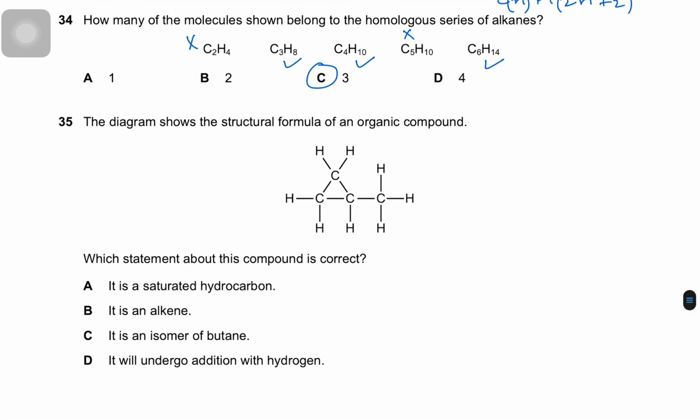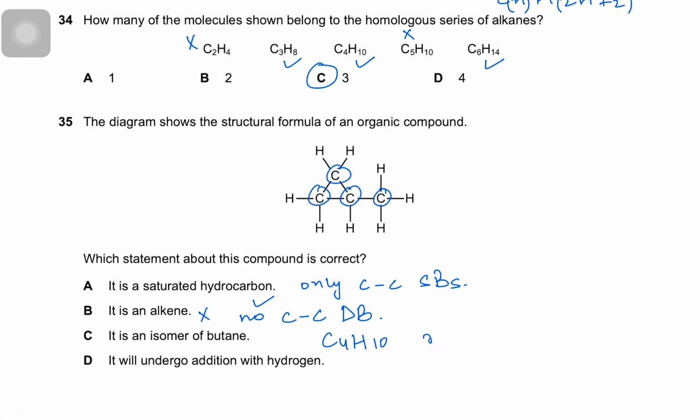The diagram shows the structural formula of an organic compound. Which statement about this compound is correct? It is a saturated hydrocarbon. That is true, because you can see only carbon-carbon single bonds. It is an alkene. No, sorry, it has no carbon-carbon double bond. It is an isomer of butane. Butane has a formula of C4H10. I can see 4 carbons, but I don't see 10 hydrogens.